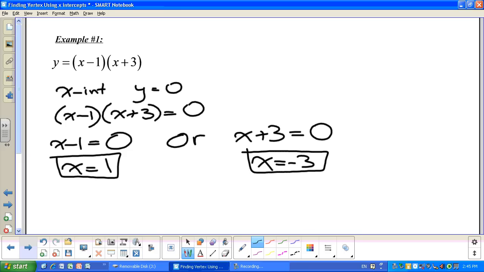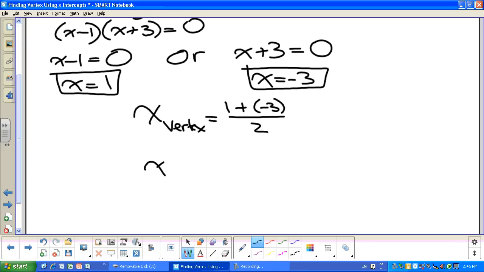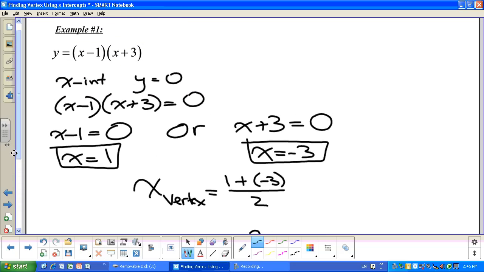Good. Now how do I find the x-coordinate of my vertex? Simply averaging these two values, you will get the x-coordinate of your vertex. Averaging means you add them together and you divide by 2. As simple as that. So x vertex will be -2/2, which is -1. That's correct. How do I find my y? Well, simply substitute this value for x in the original equation and calculate your y value.